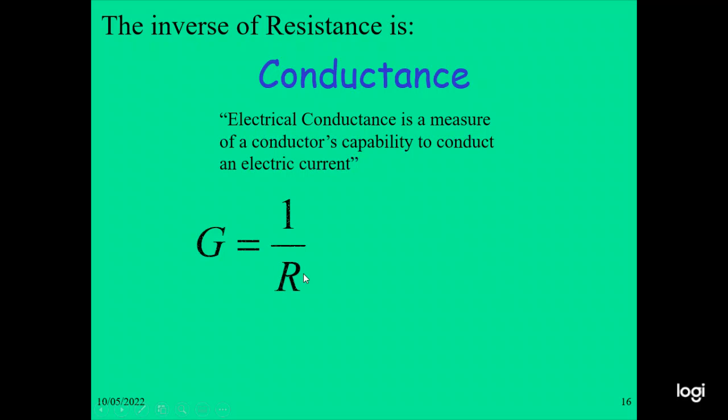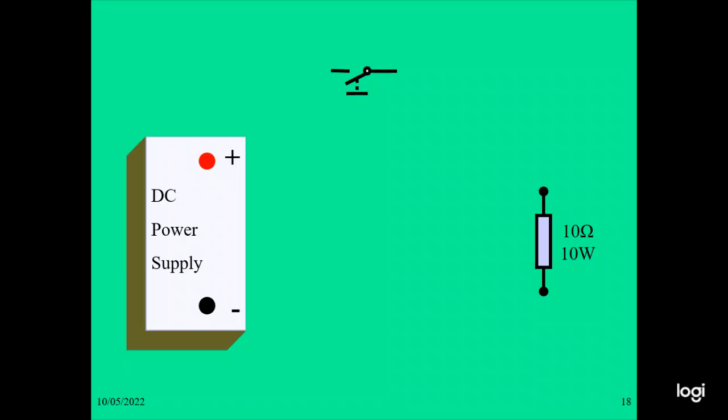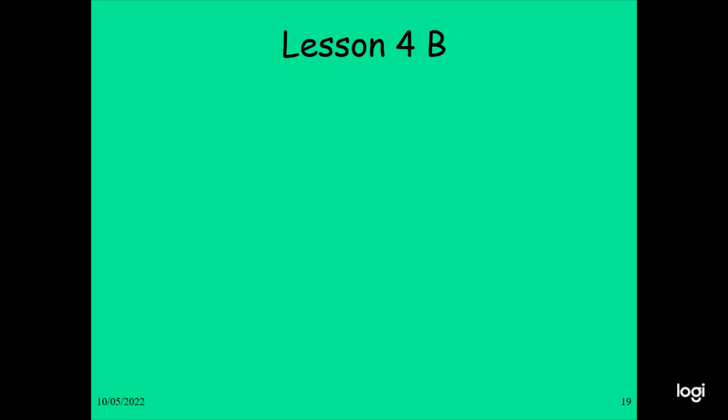Conductance is a measurement of the conductor's capability to conduct the electric current. G equals 1 by R, or G equals I by V. This is the DC power supply, V connection, and this is a connection diagram.